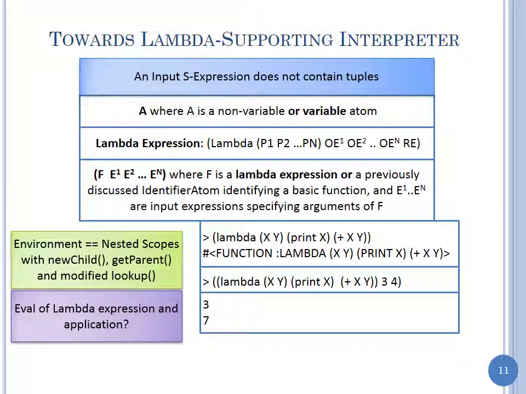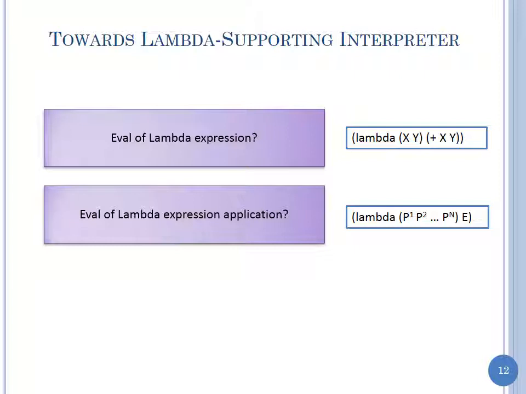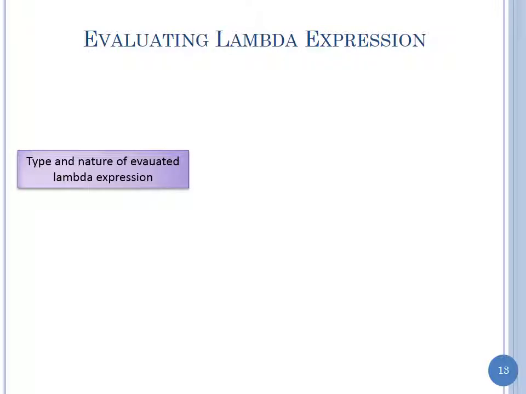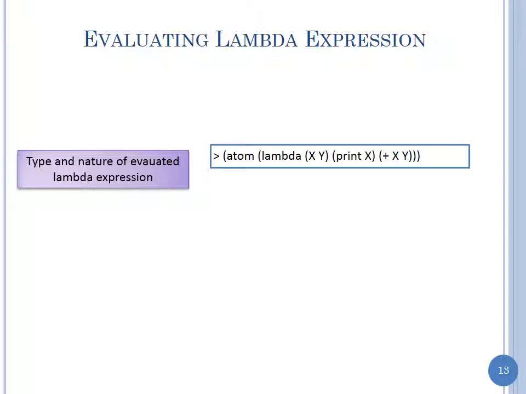So you deal with eval lambda. We have these 2 cases: eval of lambda expression, which is the definition of a function, and eval of lambda expression application, which is an application. So let's enter the first case first. Before we evaluate it, we have to return back an object that represents our function definition. That's what evaluating a lambda expression means. And we have 2 kinds of objects.